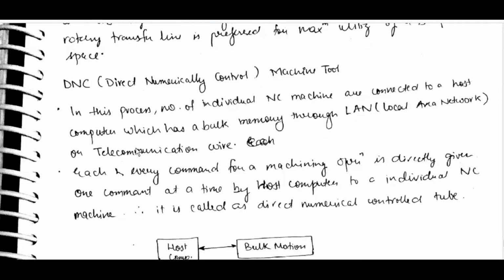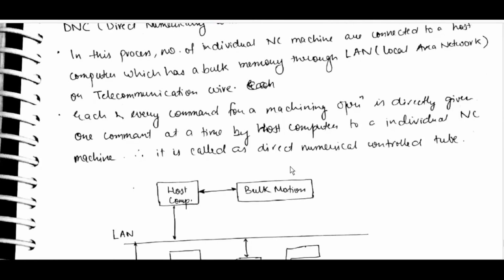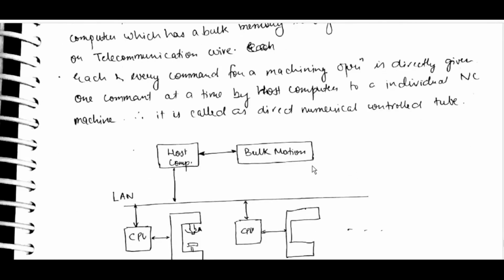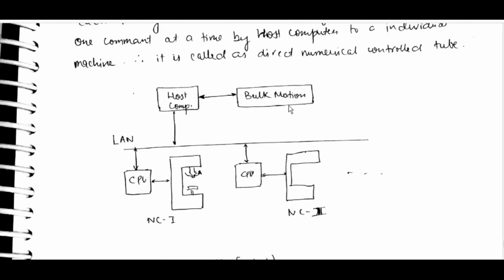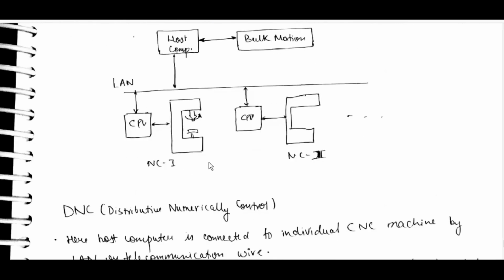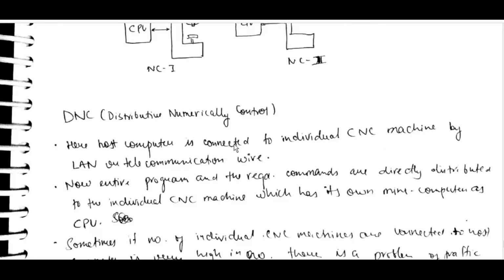DNC, direct numerical control machine tool. In this process, a number of individual NC machines are connected to a host computer, which has bulk memory, through a LAN, local area network, or telecommunication wire. Each and every command for a machining operation is directly given, one command at a time, by the host computer to an individual NC machine. It is called direct numerical control. Host computer, bulk memory, LAN, CPU, NC1, CPU, and NC2.